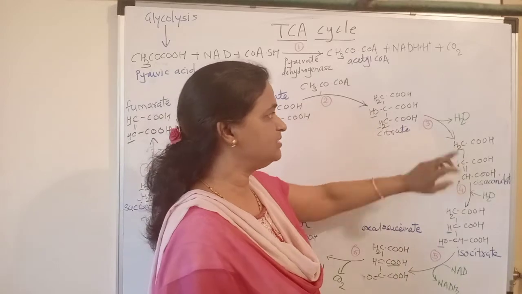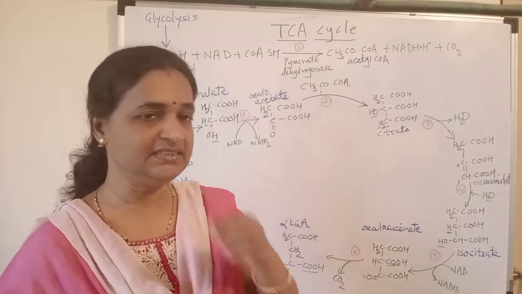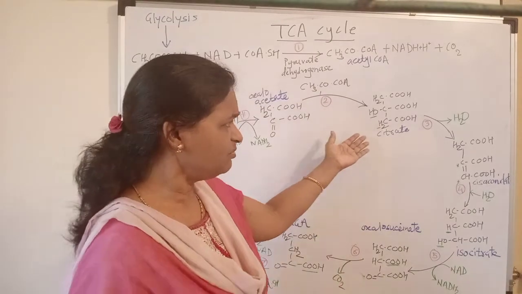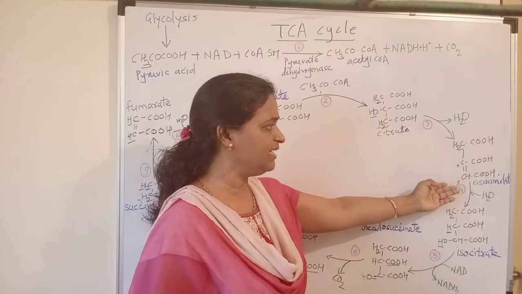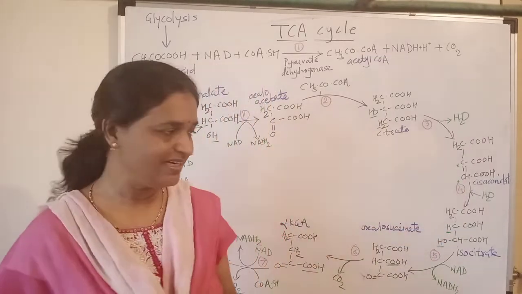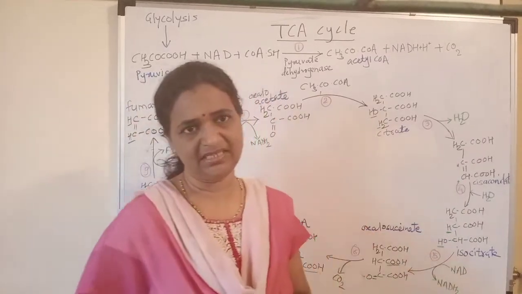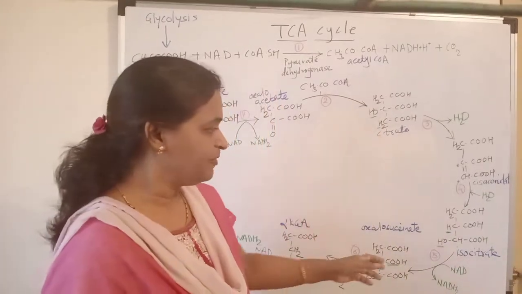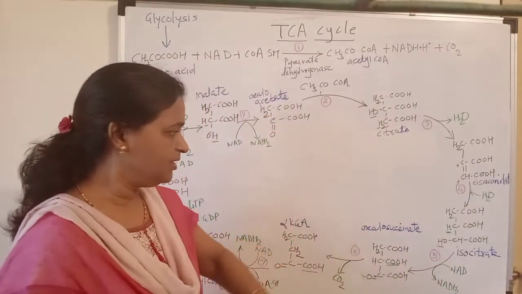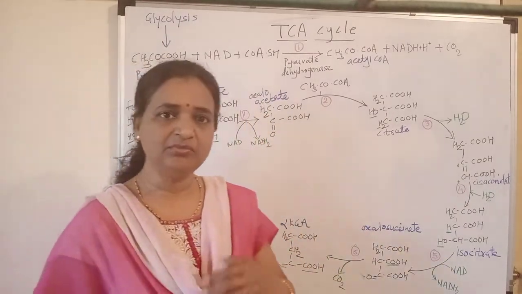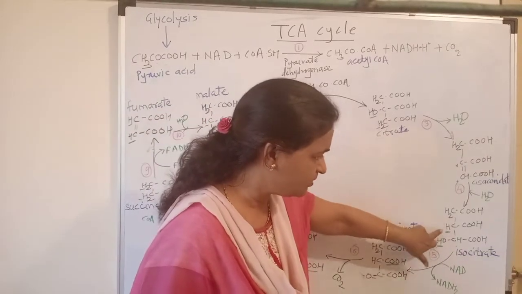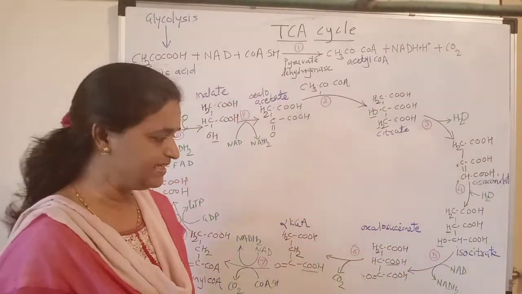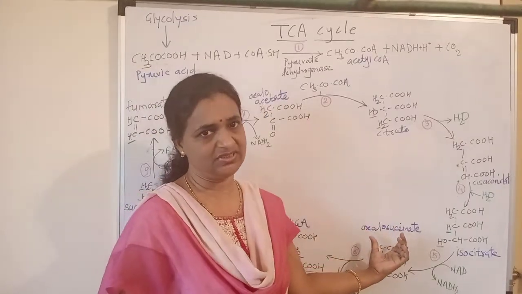This citrate undergoes dehydration. There is reversible removal of a water molecule from citrate to form cis-aconitate. Again, in cis-aconitate a water molecule is added and there is formation of isocitrate. These two reactions are governed by the enzyme aconitase. Later on, this isocitrate is converted to oxalosuccinate by removal of two hydrogens. They are accepted by NAD, NAD is converted to NADH2, and the intermediate formed is oxalosuccinate.